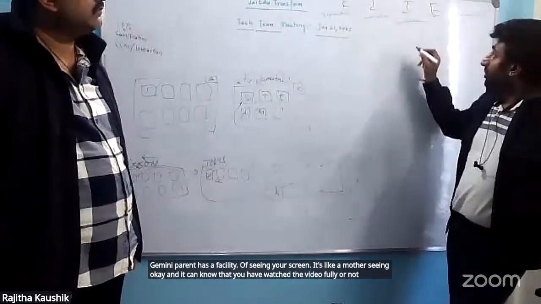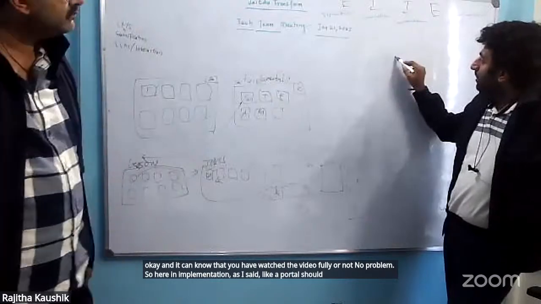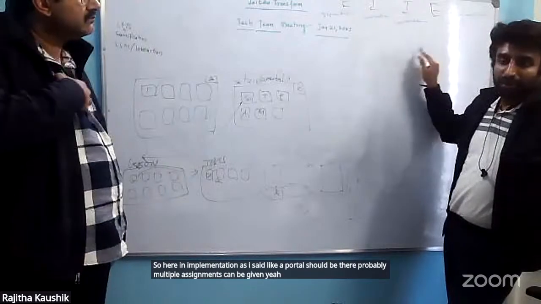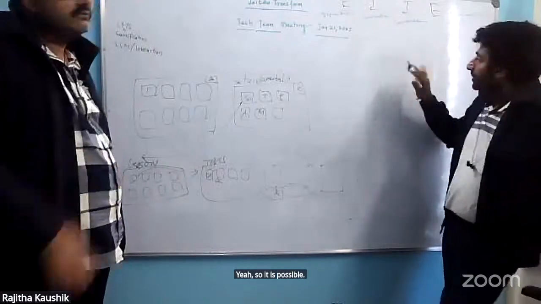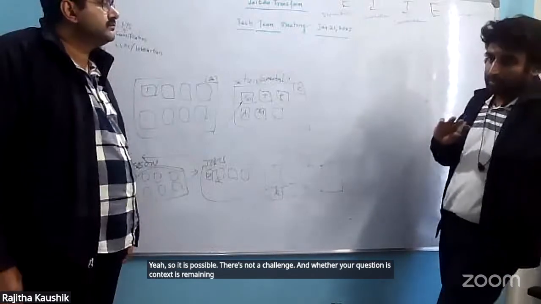No problem. So here in implementation, as I said, a portal should be there, and probably multiple assignments can be given. So it is possible. That's not a challenge. Your question is whether context is retained. Gemini can do it, and evaluation of it can be integrated.